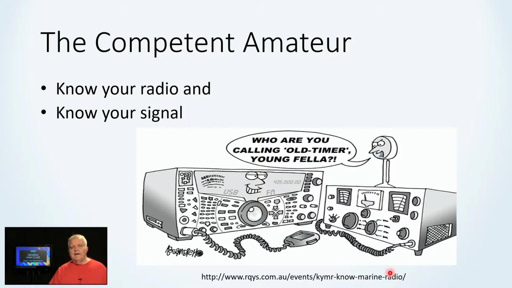You want to be a competent amateur radio operator. And a competent amateur is one who knows their radio, and it takes time to learn these radios. They're so darn complicated sometimes. And to know your signal, the signal that you are transmitting. So whether it's a sideband signal or a CW Morse code signal or an FT8 signal, you need to know the characteristics of that in order to be a competent amateur.